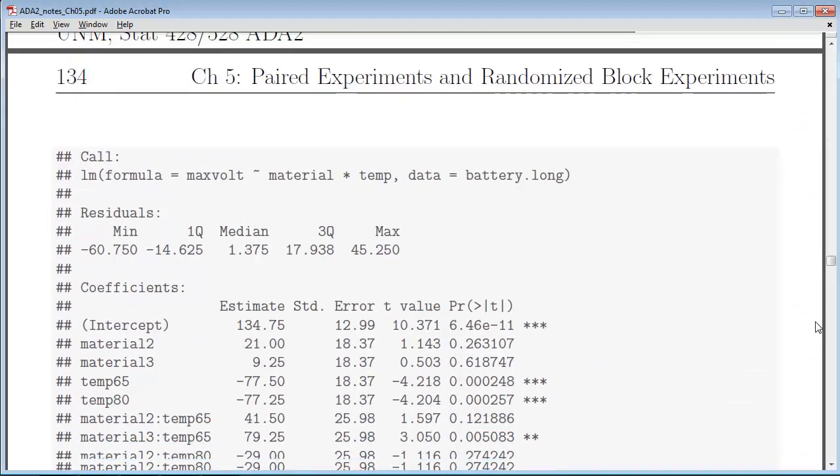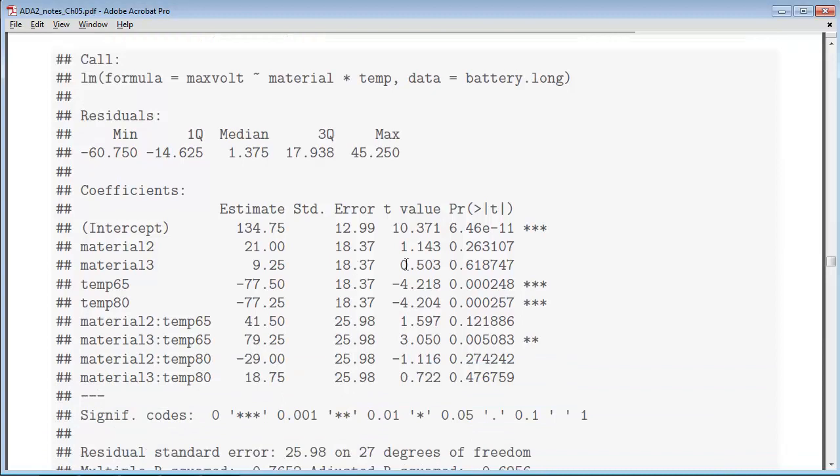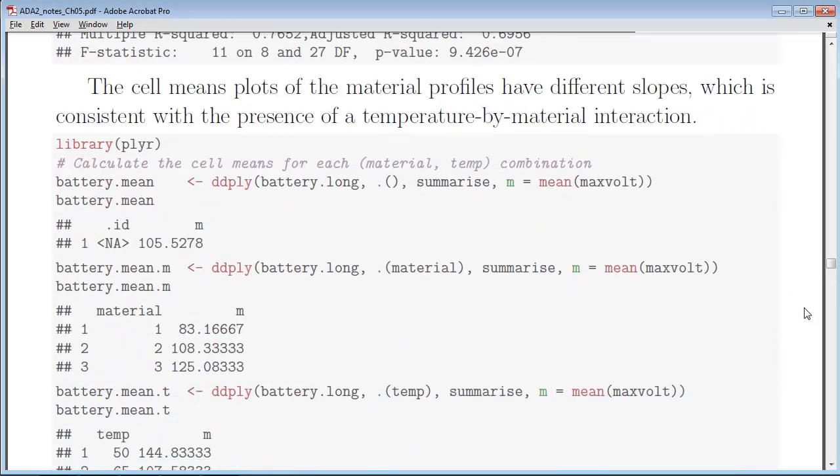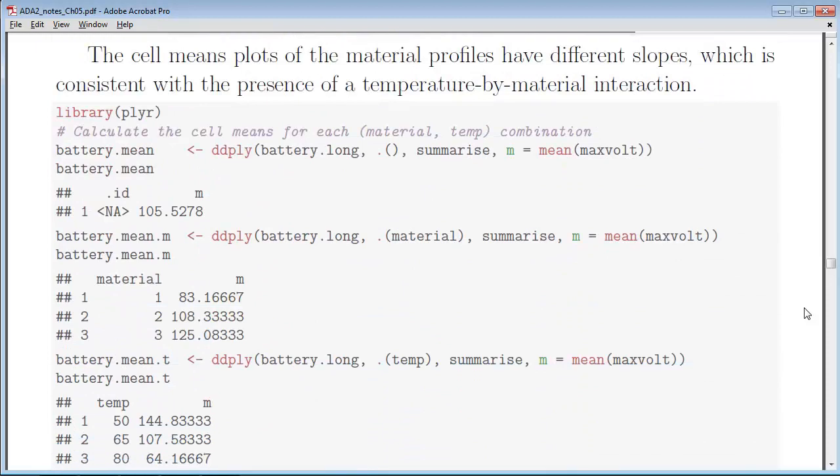All right. When we look at the summary, recall that these tests are not that interesting because all these tests are relative to the baseline group in the intercept. Material 1 at the lowest temperature. So we're not going to bother interpreting those for now. All right, so let's create some plots.